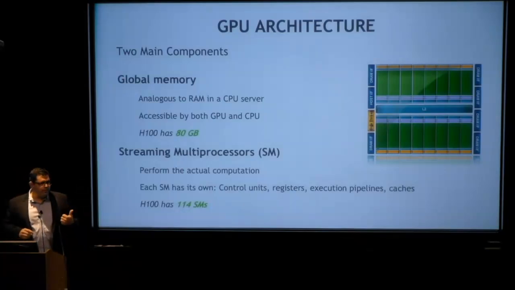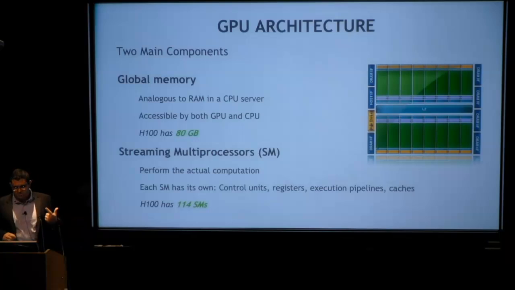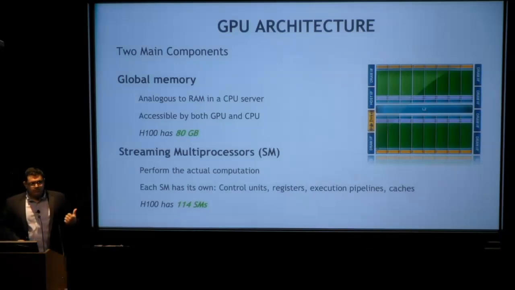And so the GPU architecture has 2 main components for this kind of acceleration. One is global memory, and the other one is streaming multiprocessors. At a high level, this global memory is analogous to RAM in a CPU. And this GPU RAM is accessible by both GPU and CPU. Our latest H100, our Hopper GPU, has 80 gigs of RAM, for example.